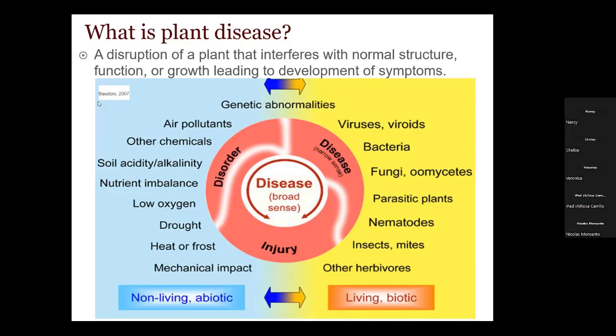Now, in the narrow sense, when we say disease, that's referring to things on the yellow side, which include things that are from living or biotic issues. And these include our main categories of pathogens like viruses, viroids, bacteria, fungi, oomycetes, parasitic plants, and nematodes, insects and mites, and other herbivores like deer, porcupines, critters of all kinds. But when you hear plant pathologists say plant disease, we're really talking about the ones that are there in the green. So pathogen or microbe-caused issues.